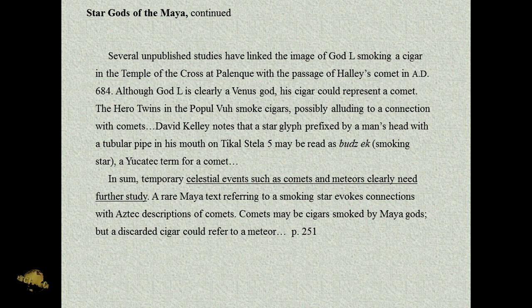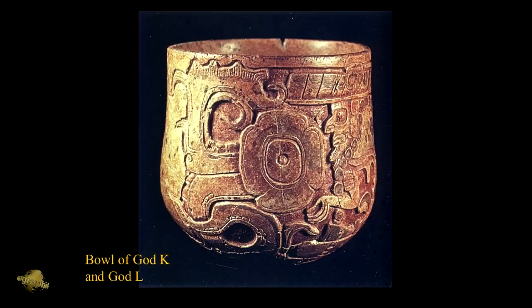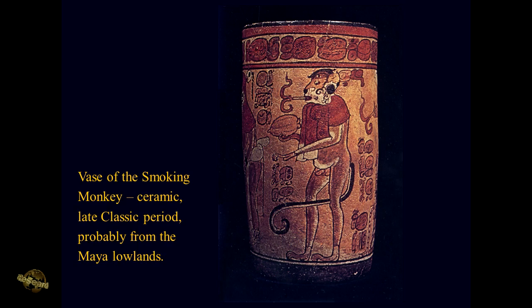In sum, temporary celestial events, such as comets and meteors, clearly need further study. A rare Maya text referring to a smoking star evokes connections with Aztec descriptions of comets. Comets may be cigars smoked by Maya gods, but a discarded cigar could refer to a meteor. And so when we begin to look at these, here's the smoking monkey. Remember, that's the same spider monkey that we saw falling on the stucco relief.